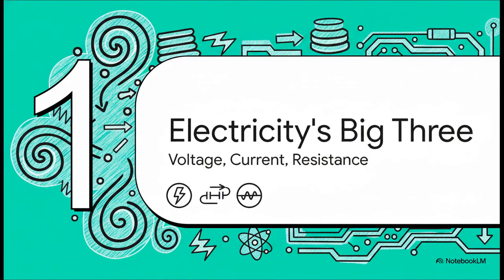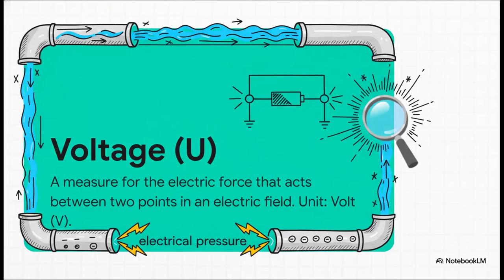But hang on, before we can even talk about the components themselves, we've got to get a handle on the three fundamental forces they're built to control. You can think of these as the basic rules of the game for, well, all electronics. First up, we've got voltage. Now, the easiest way to wrap your head around voltage is to just think of it as electrical pressure, kind of like water pressure in a hose.